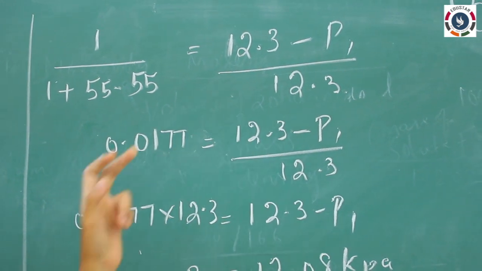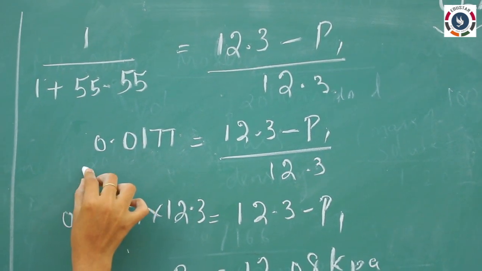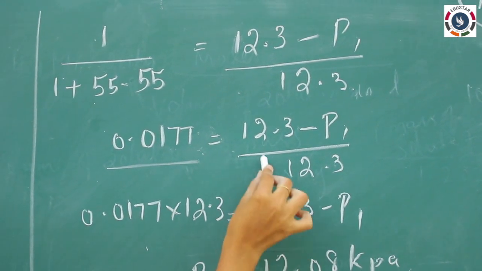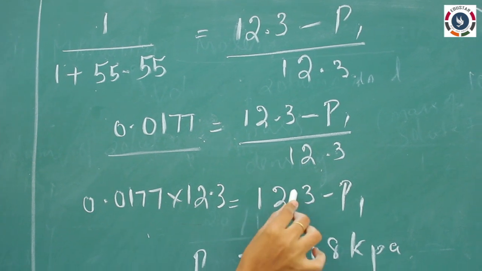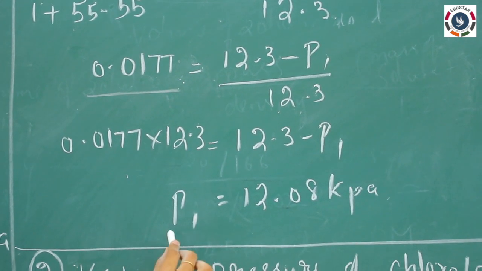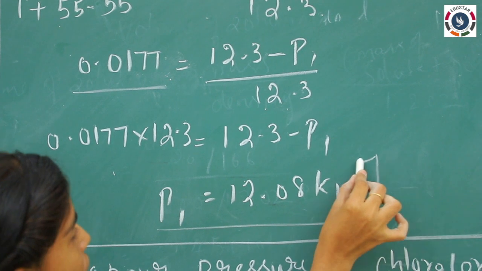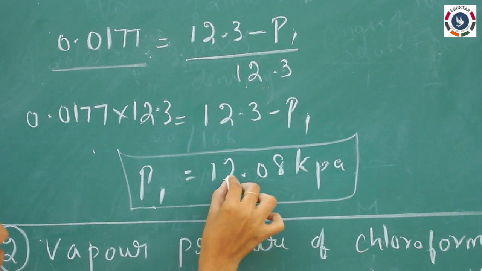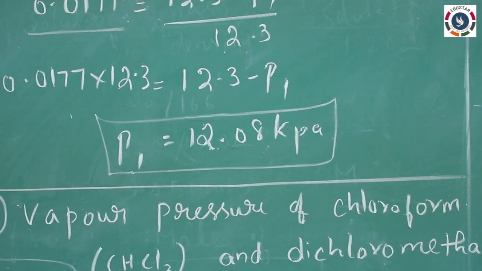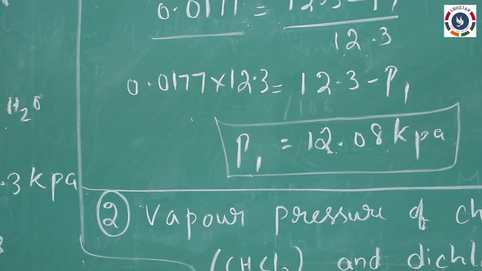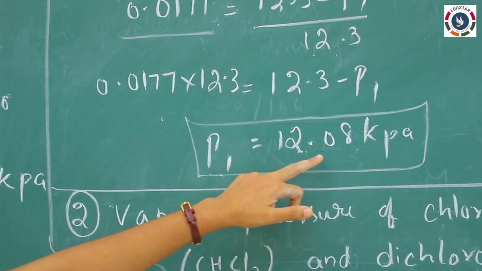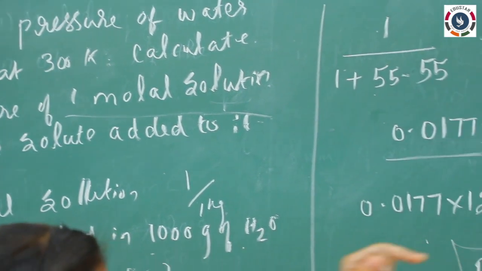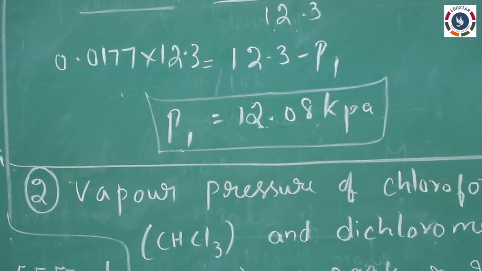This side the relative lowering of vapor pressure is written. On solving these things I am getting the value 0.0177 and I am writing this term as it is, bringing this 12.3 to this side, and I am finding the answer. The vapor pressure of the solution is 12.08 kilopascal. The value gets reduced, right? Initially the value was 12.3, the value now gets reduced to 12.08 kilopascal. Moving to the next problem.